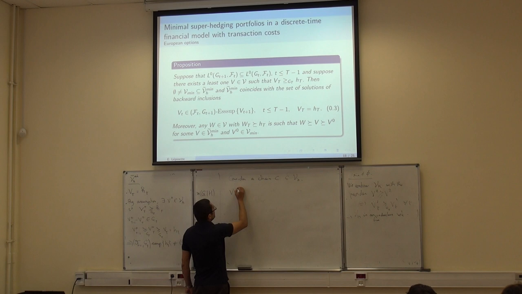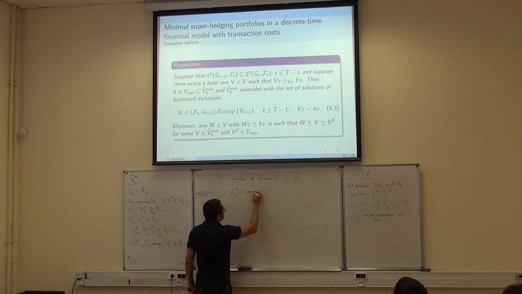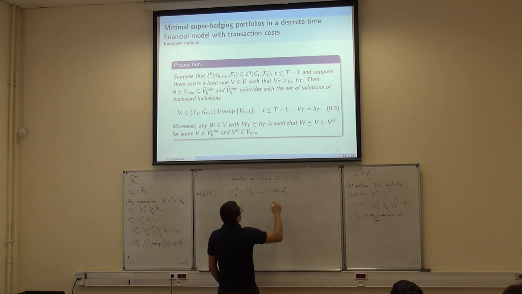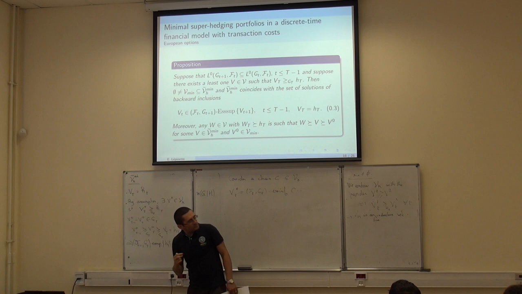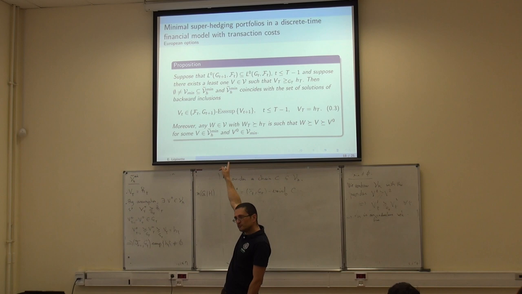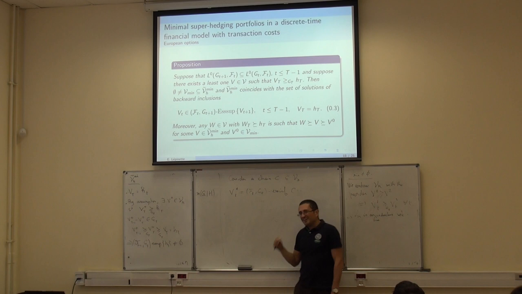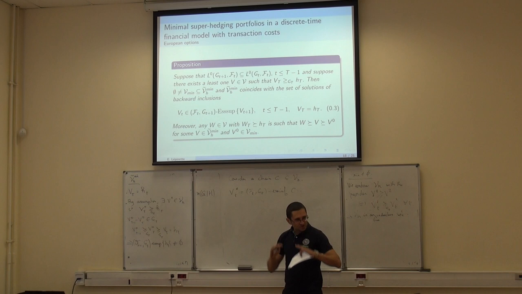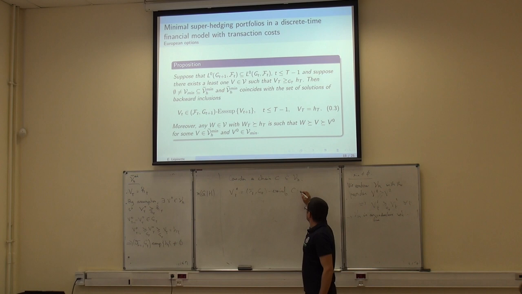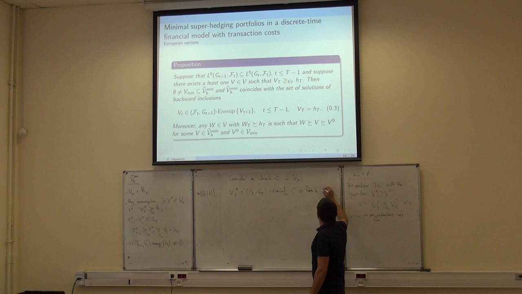So V star T equals the essential inf, F_T measurable with respect to the pre-ordered G_T, of this chain. Generally, the essential minimum is the symmetric concept of the essential supremum, of course. Generally, this essential minimum is a set, but here all the elements are comparable, so we can show that this one is just a singleton. And then you get that this one can be written as a decreasing limit, with respect to the G_T order, of some elements of C_n.